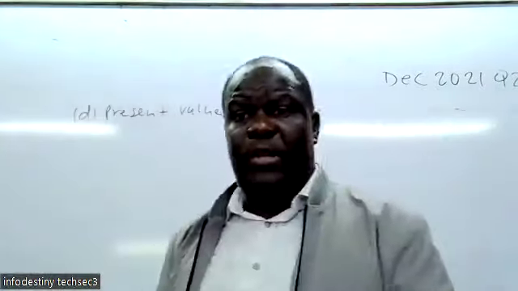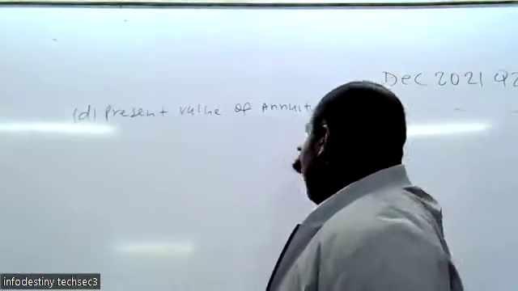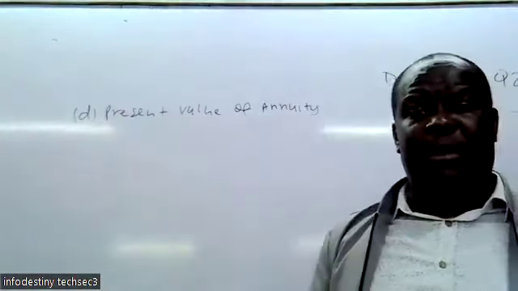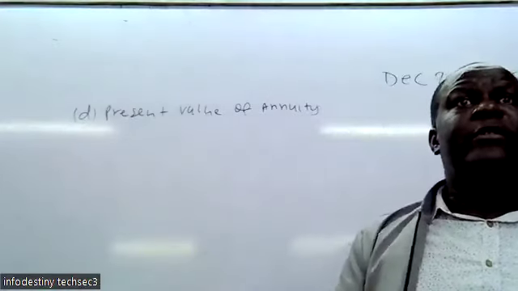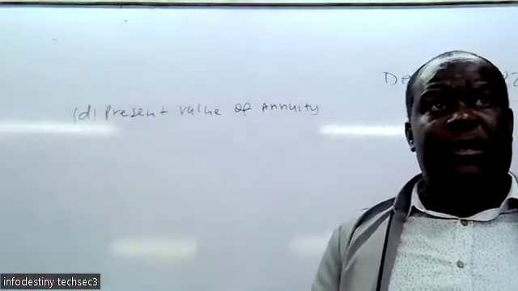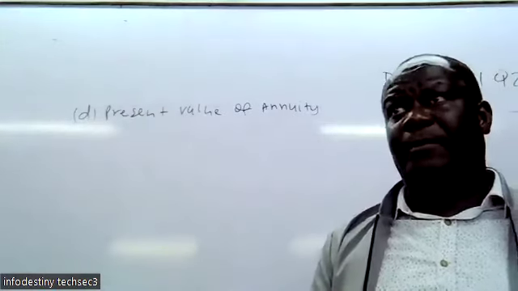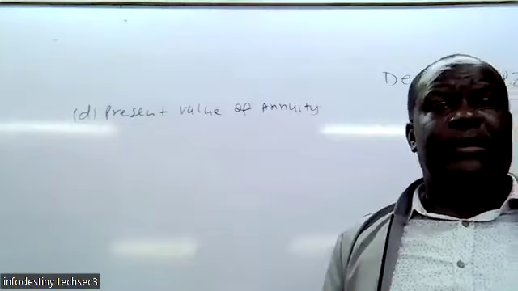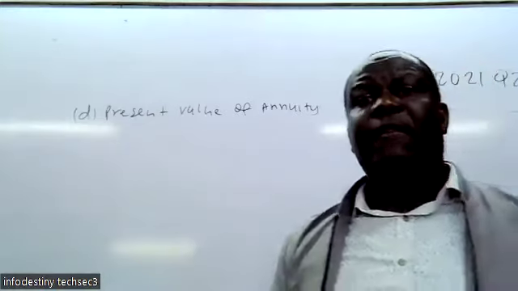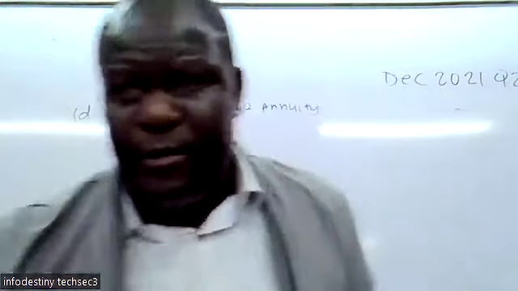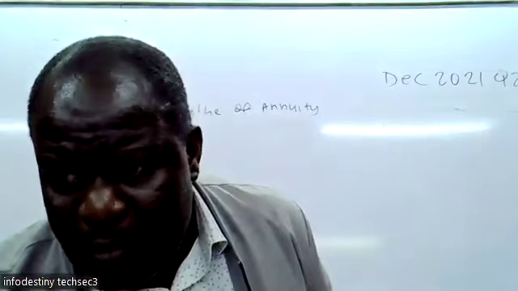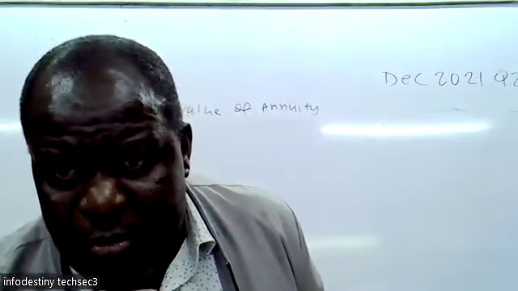Today we have already discussed what we mean by an annuity. An annuity is simply when you receive the same amount every period for a given period of time. I gave you an example of rent. Rent every month is the same, let's say for 12 months. Any amount which is the same every period for a given number of periods, we normally refer to as an annuity.